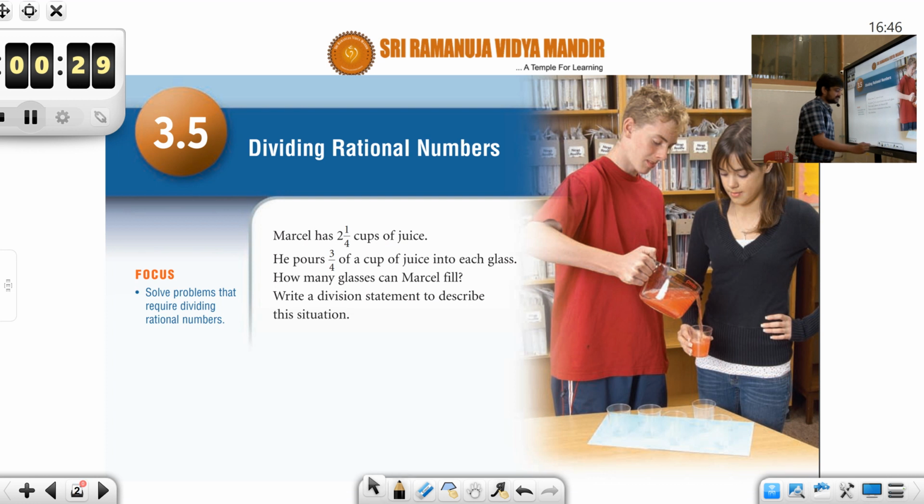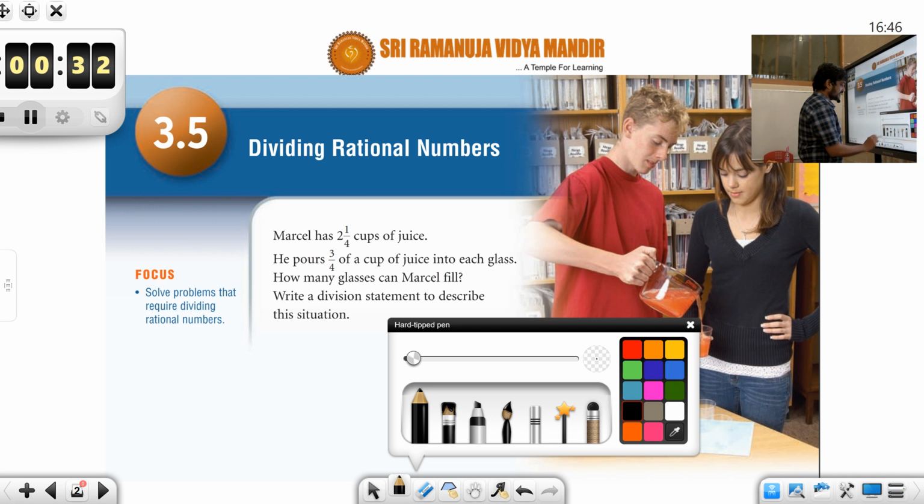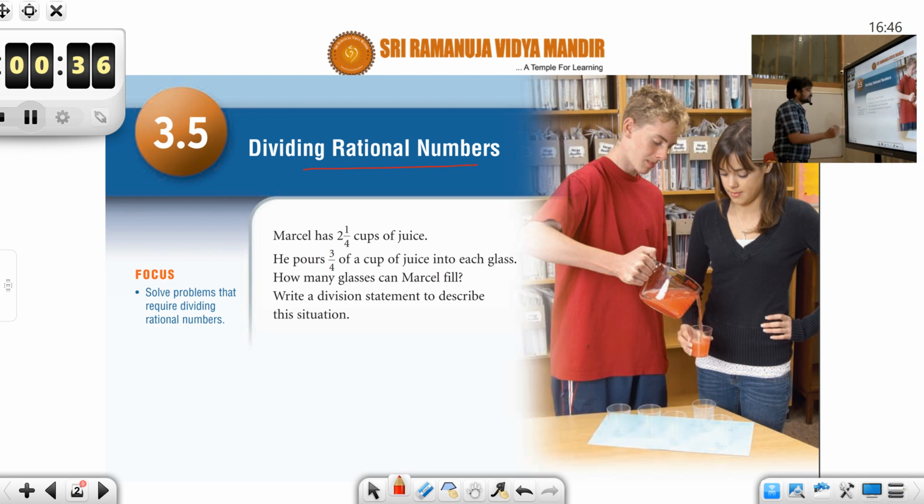So what is our objective of today's class? We want to learn how to divide rational numbers. Suppose Marcel has 2¼ cups of juice, and now he pours 3/4 of a cup of juice into each glass. So students, can you tell me how many glasses he'll be able to fill?